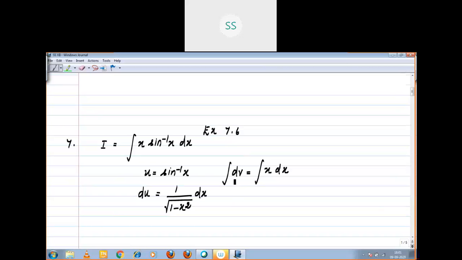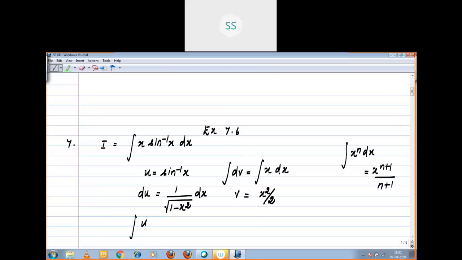Here, when you integrate dv, you will get v. This comes as x square by 2. You know, integral x power n dx equals, what is the formula? You have to recall the formula, children. It is x power n plus 1 divided by n plus 1. Now, what is the formula?